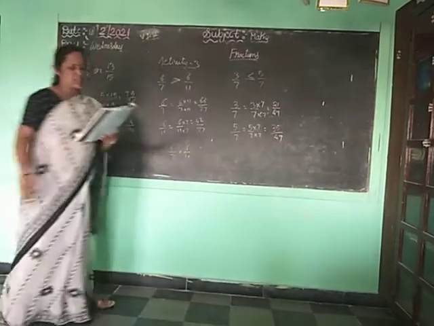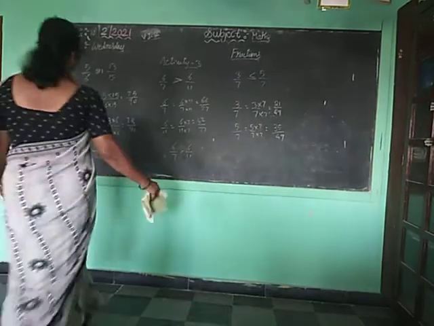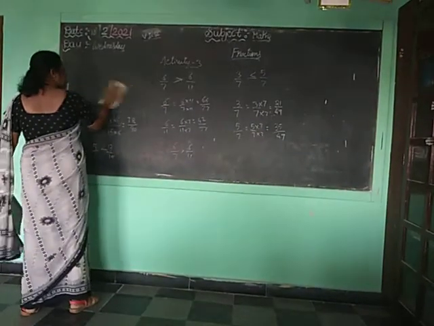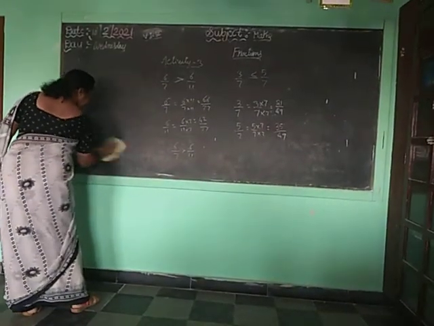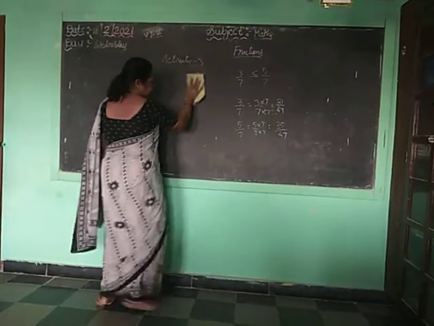Okay, children. Now, arrange the following numbers in ascending order. Okay. Ascending order means what? From small number to big number, you have to arrange this.